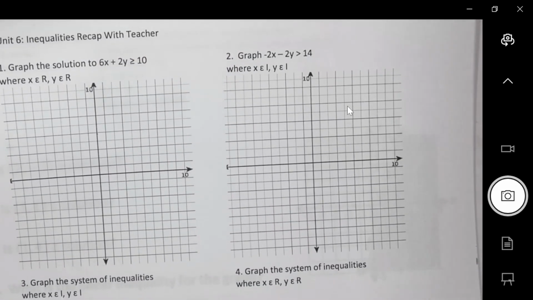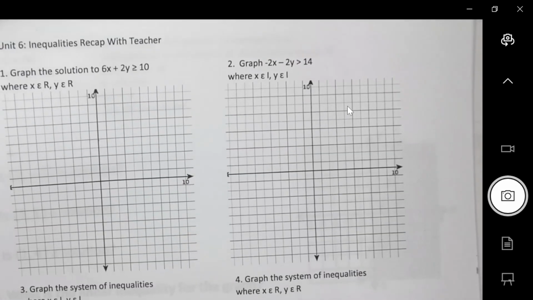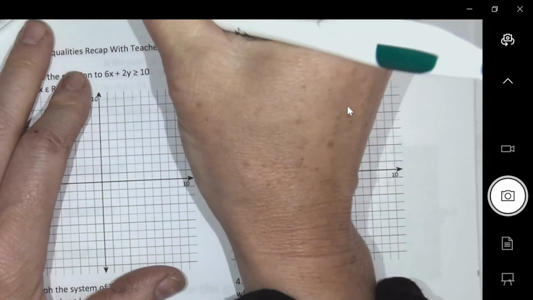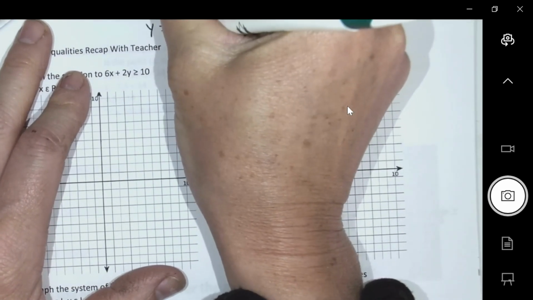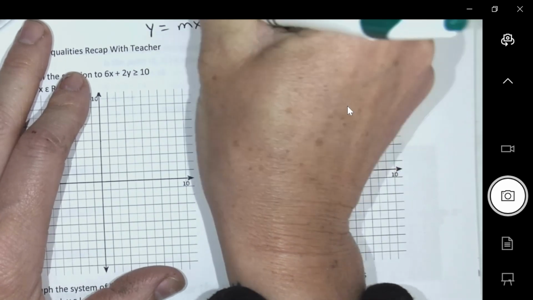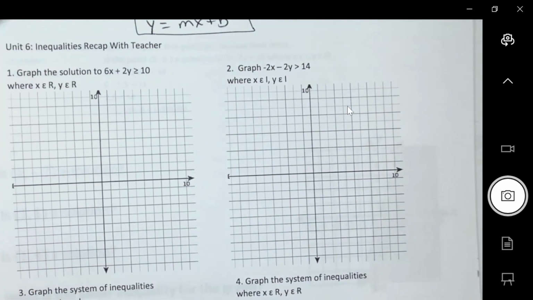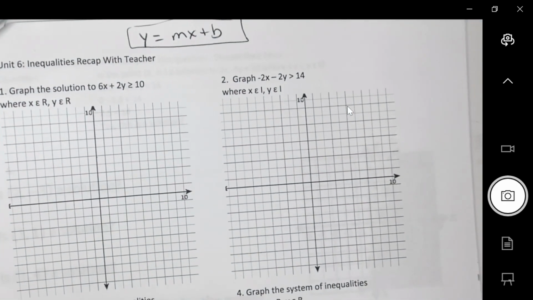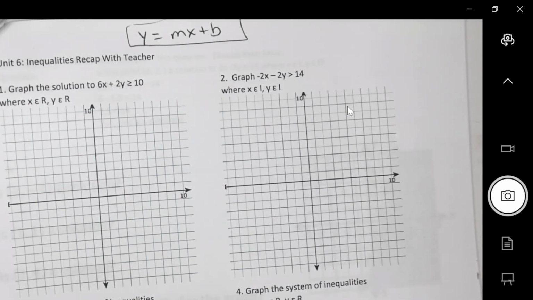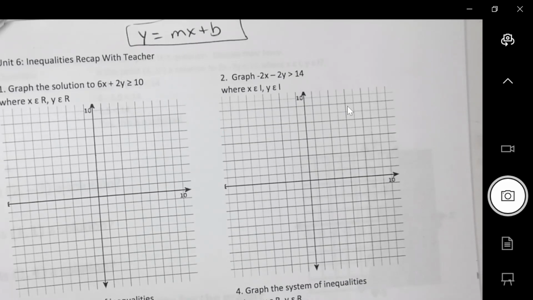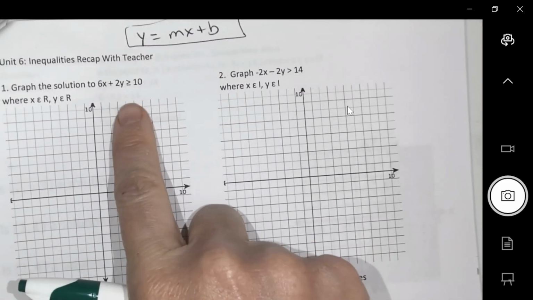Okay, so graphing inequalities. When I'm graphing, I want to think like we did in grade 10: y equals mx plus b. The y has to be alone, and we know that because when we graph in our calculator, we can only push y equals. So, all right, let's try to work to get y alone.